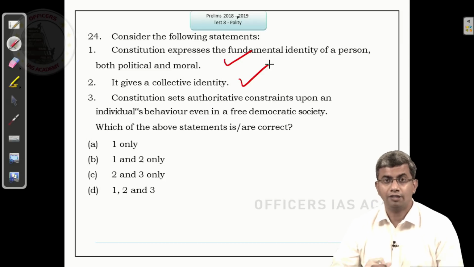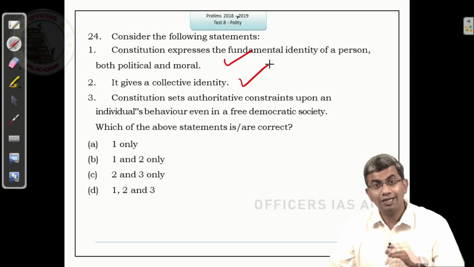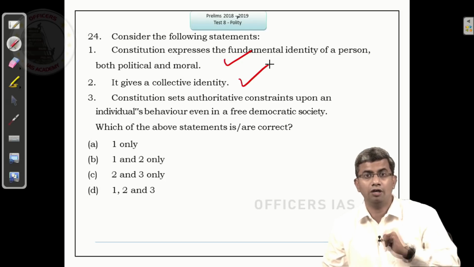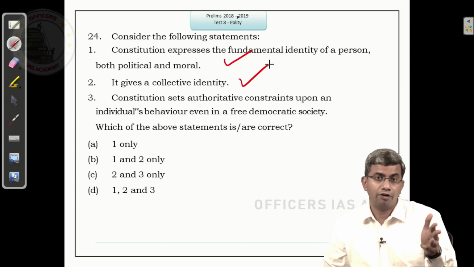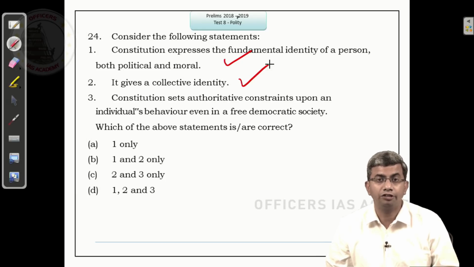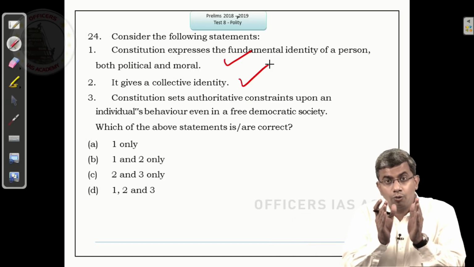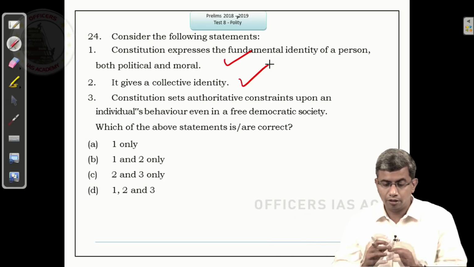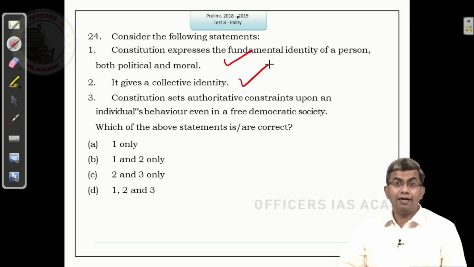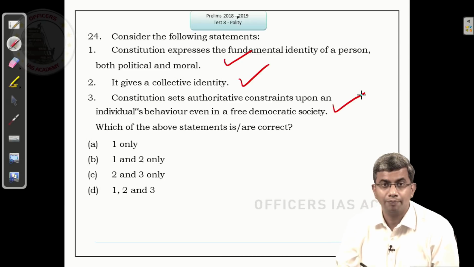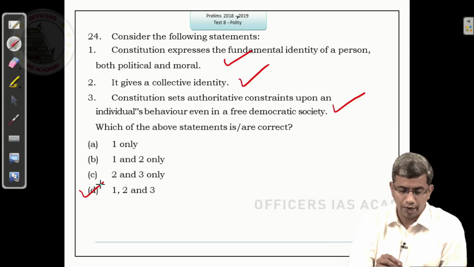Remember Article 19, there are 6 liberties which are given there, but each of those liberties is subject to reasonable restrictions in the interest of the society, in the interest of public order, in the interest of morality, in the interest of sovereignty of the country, in the interest of friendly relations with foreign states, in the interest of contempt of court. So while you have individual rights which are guaranteed, there can be constraints which can be placed in the interest of the society, even though we are a free democratic society. So even this is a correct statement. So the correct answer is D, 1, 2 and 3.